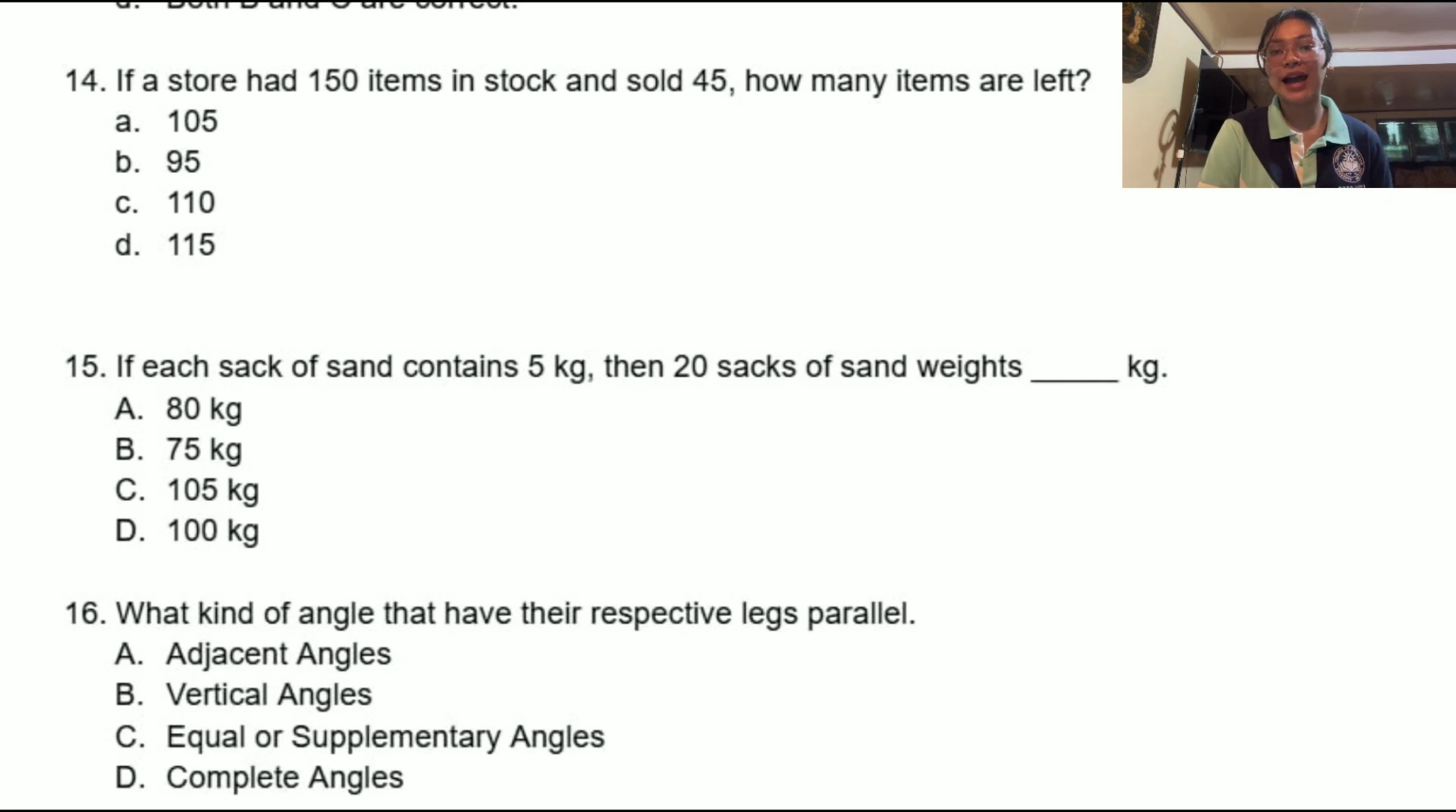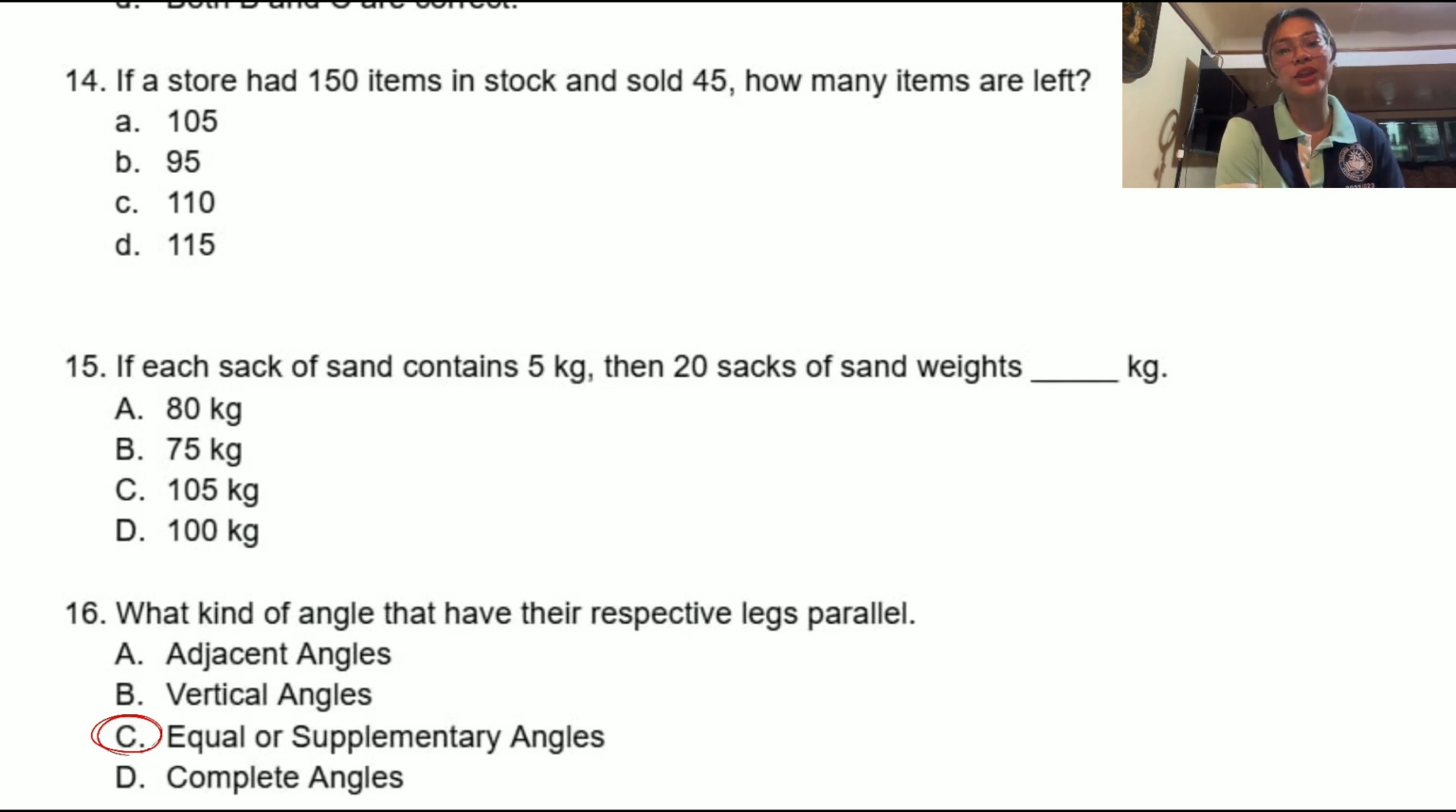A, adjacent angles; B, vertical angles; C, equal or supplementary angles; or letter D, complete angles. So the correct answer for this one is the equal or supplementary angles, the letter C. So when angles have parallel legs, they are either equal or supplementary. Equal if they open in the same direction, like for example, the corresponding angles.